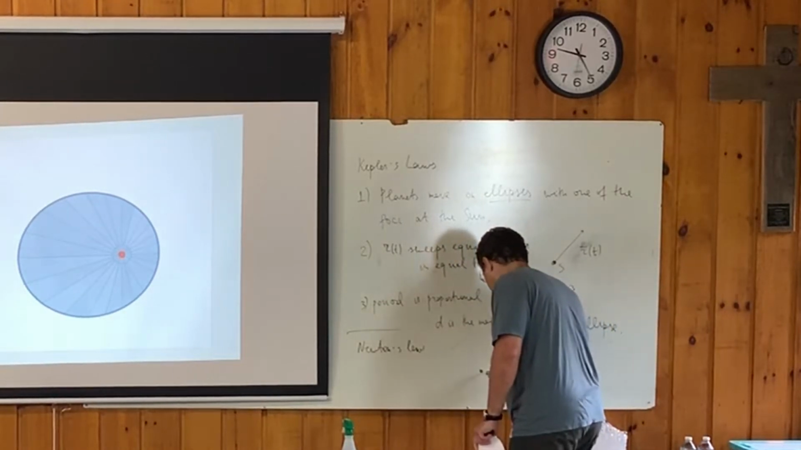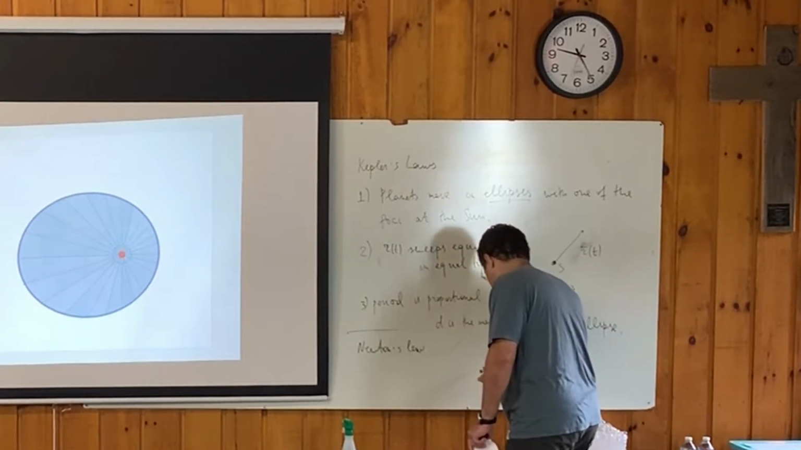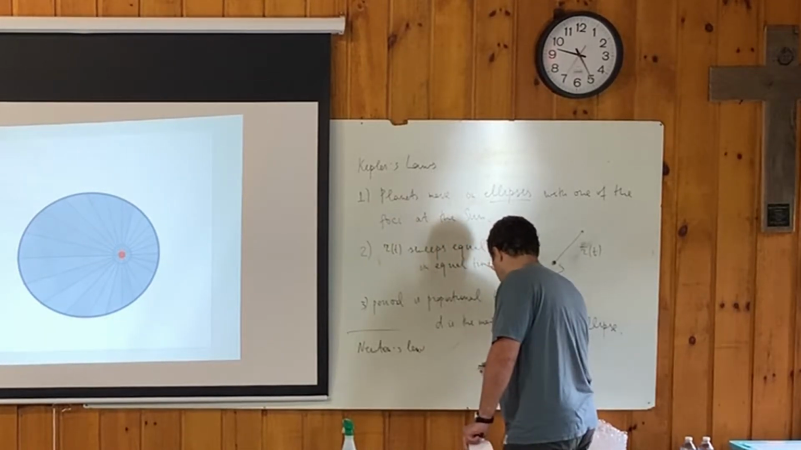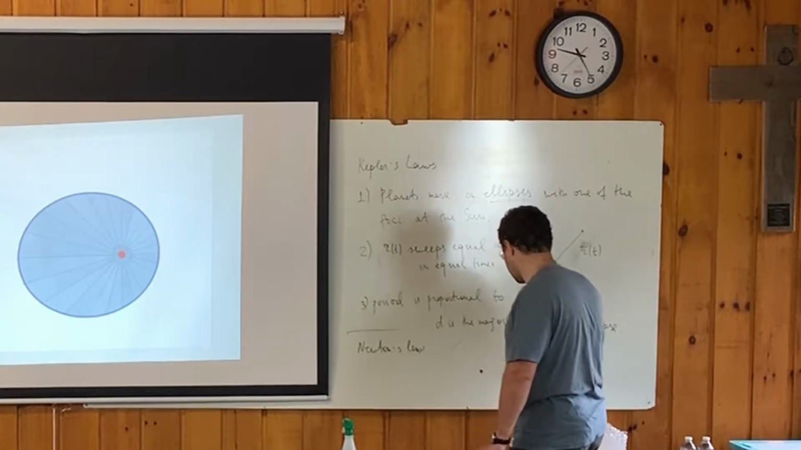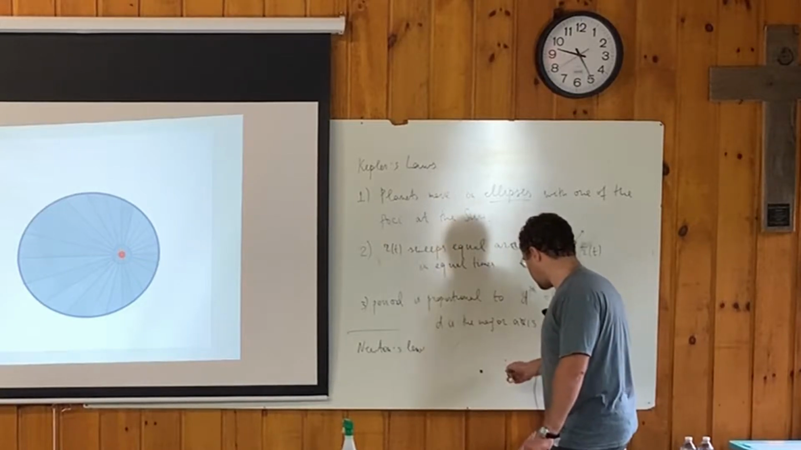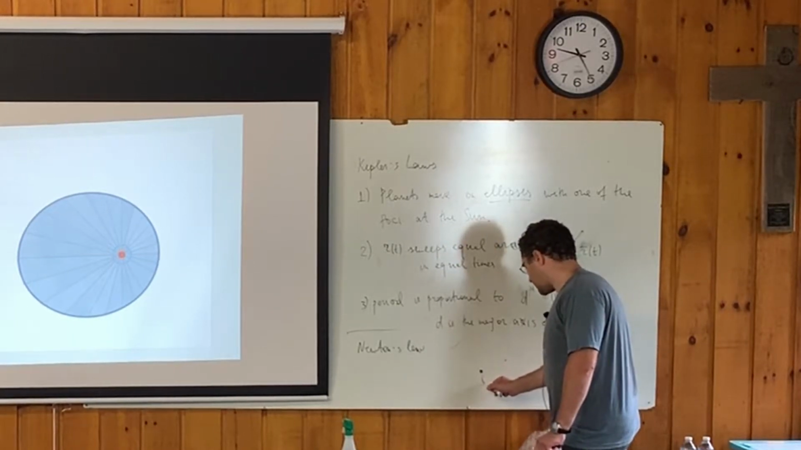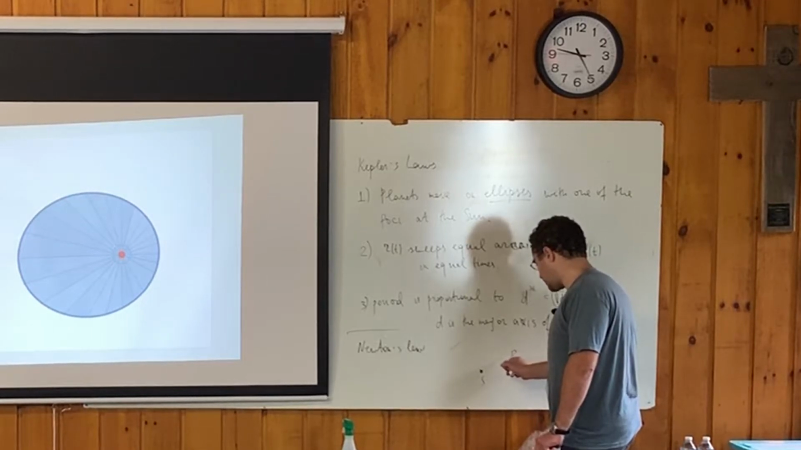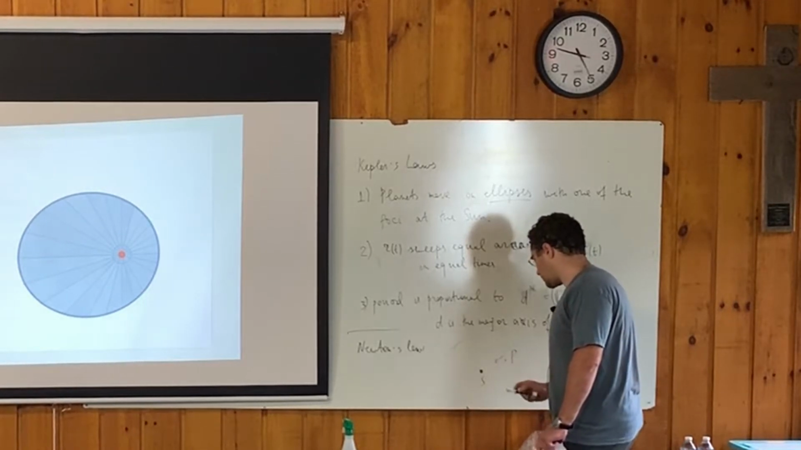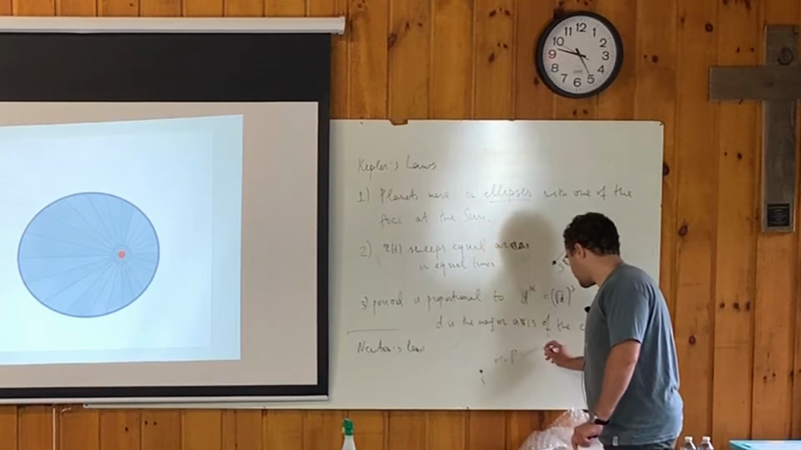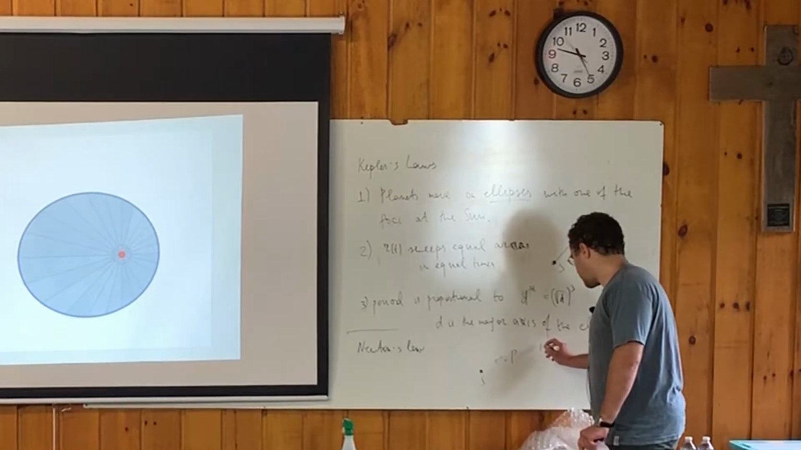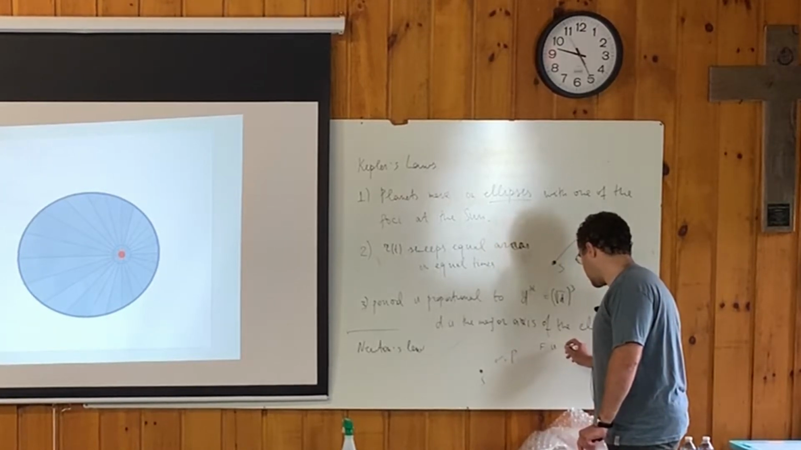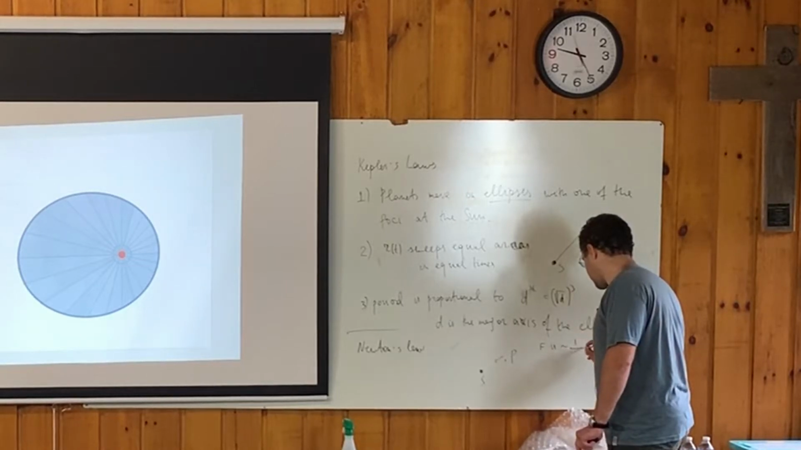But within this framework of Newton's mechanics, and this is what people call the two-body problem, we have the sun S, and we have the planet P, and we have a force acting on the planet towards the sun. And so the force F is proportional to 1 over the distance squared.